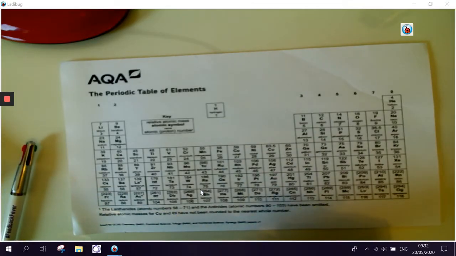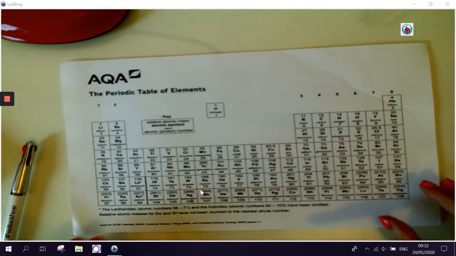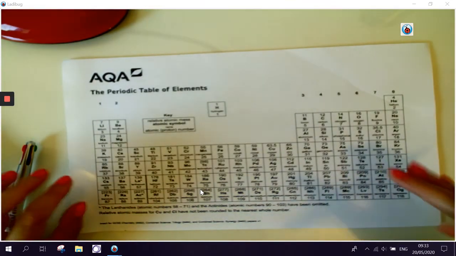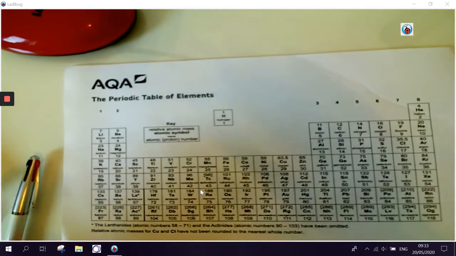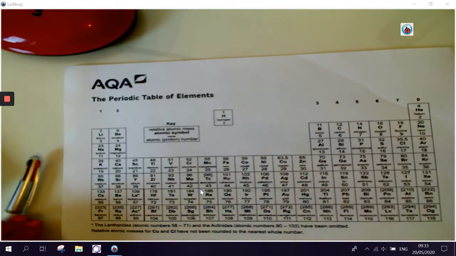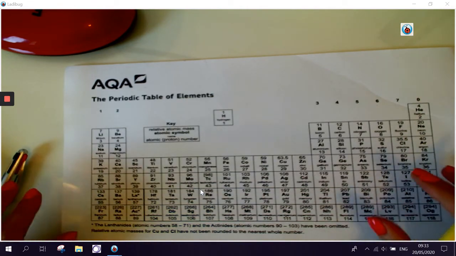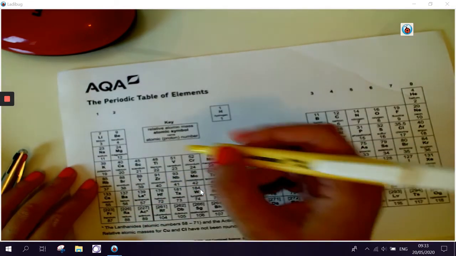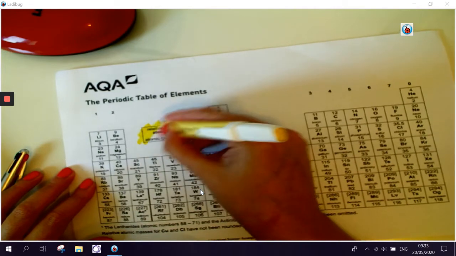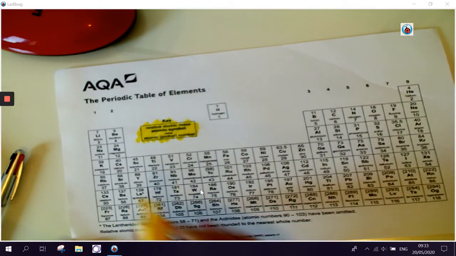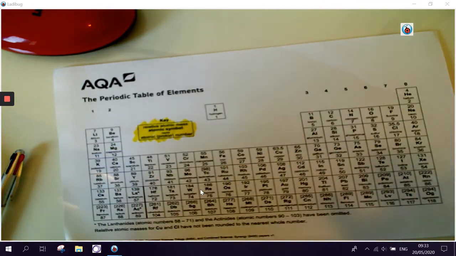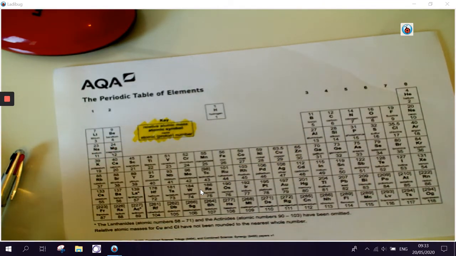Hi everyone, this is the periodic table of elements, and this is the particular one that you would receive in an exam. Now what I'm going to do in this video is annotate this with some really key features that would help you in using it. So the first key feature is the key in the middle. Now the key tells us what every single number and symbol represents on this table.